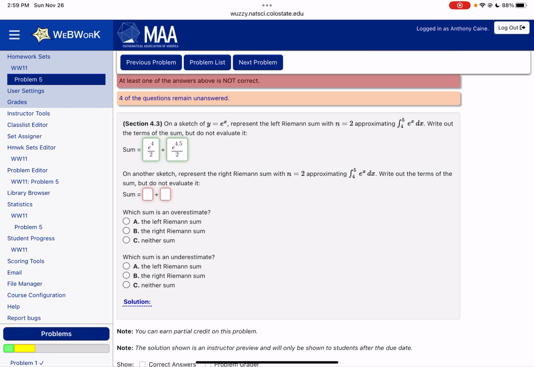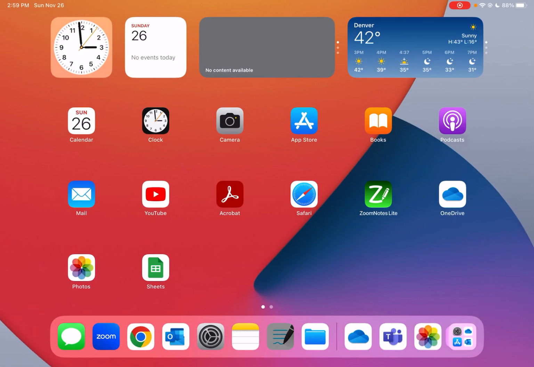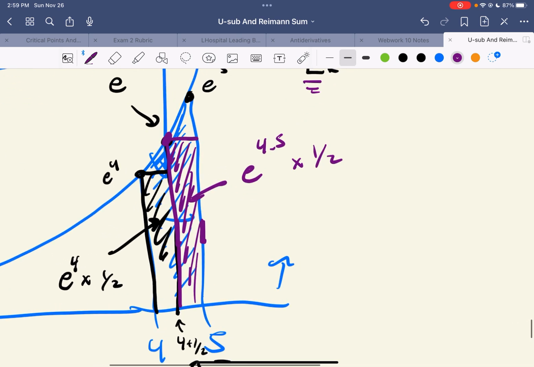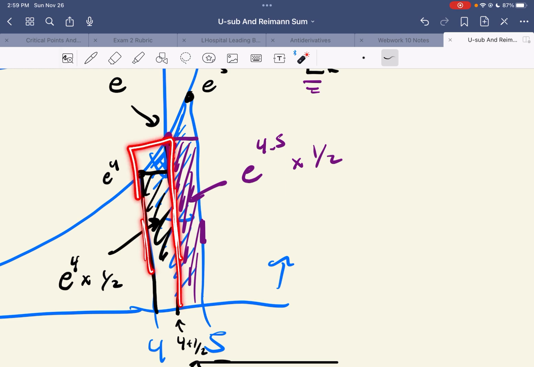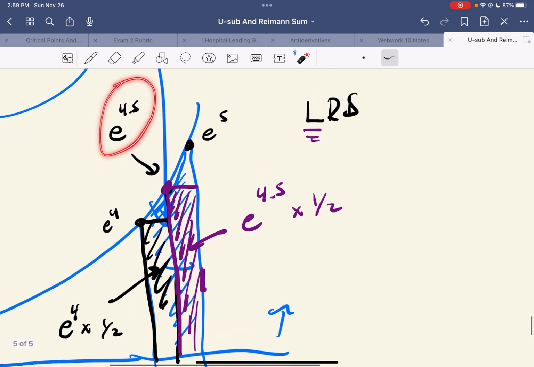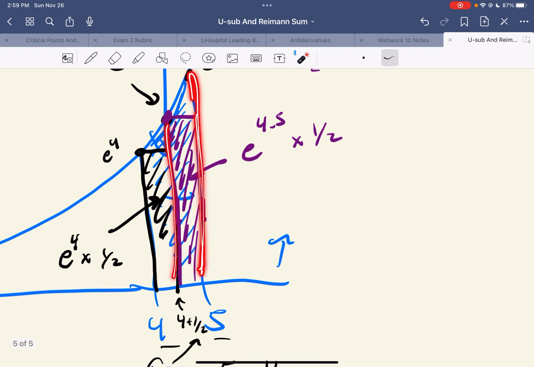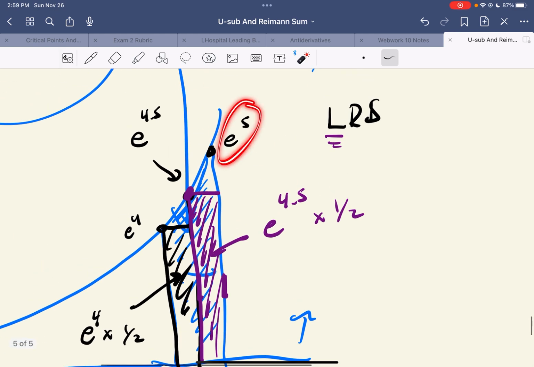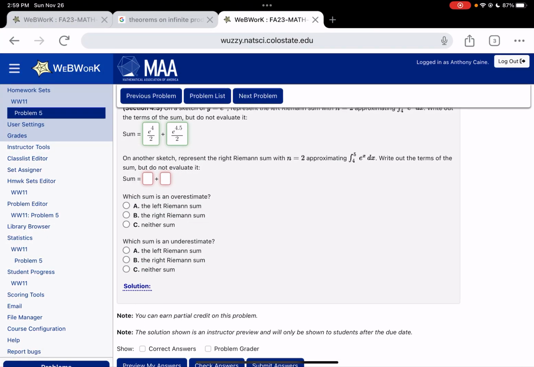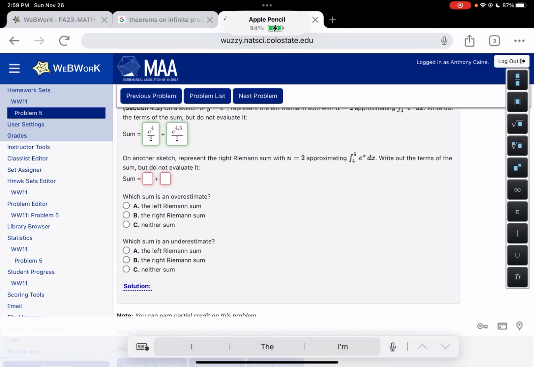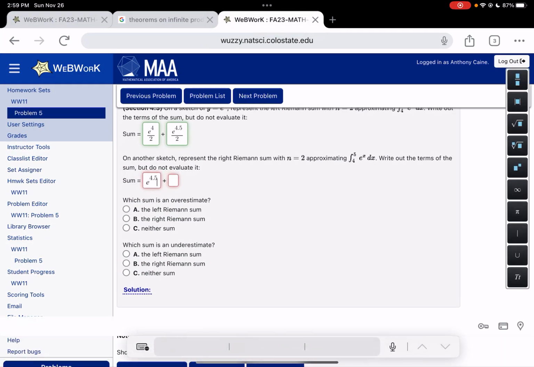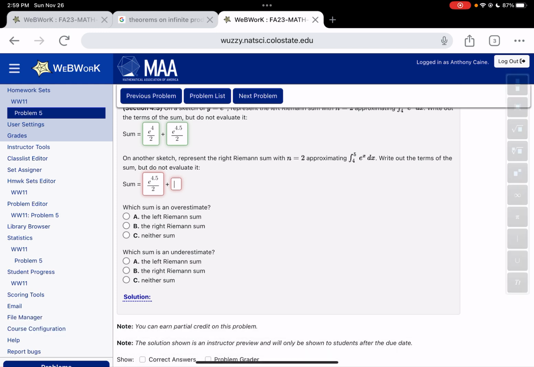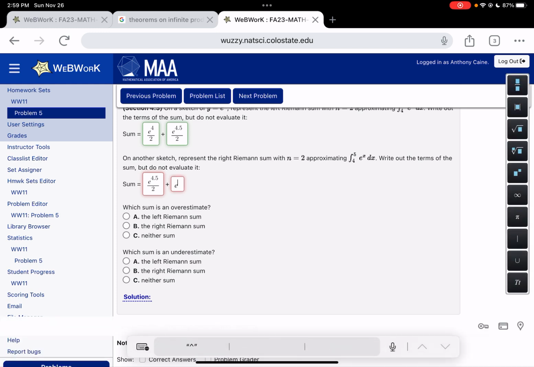For the right Riemann sum, if you did the exact same process, when I look at these two vertical lines, I take the one on the right. So now the height of that first rectangle is e to the 4.5. Similarly, for the next rectangle, I take the one on the right, and its height is e to the 5. So it's the exact same process, but now I have e to the 4.5 divided by 2, and here is e to the 5, and that's divided by 2.